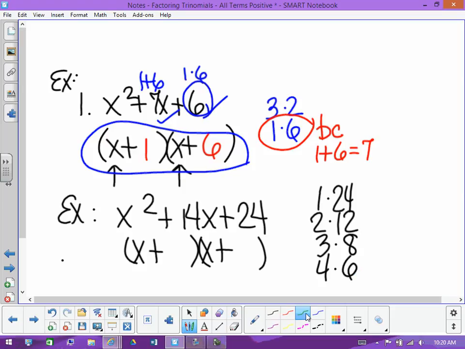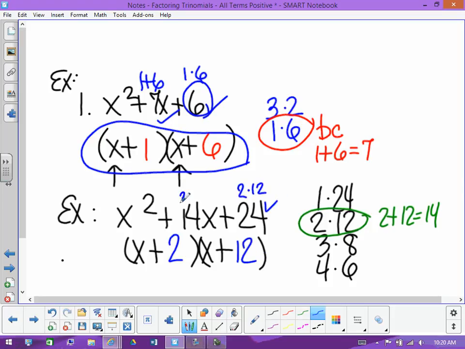Okay. So, what are our options? Which one do we want? 2 times 12, because 2 plus 12 equals 14. So, I'm going to fill in 2 and 12. And again, we should be able to check it. We should be able to say 2 times 12 is 24. Yes. 2 plus 12 is 14. Yes. If either one of those doesn't work, then you don't have the right factors.